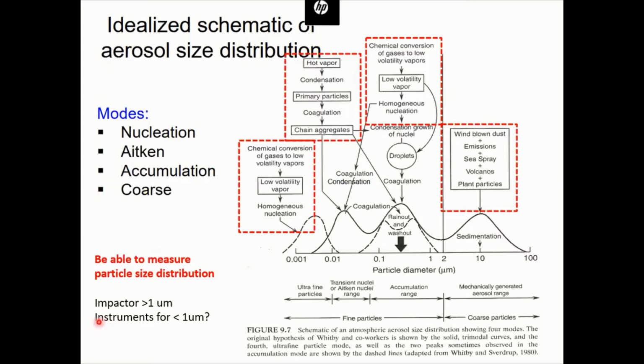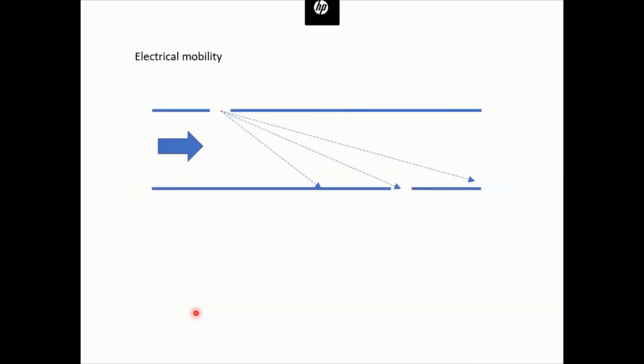So yeah, again, we mentioned that impactors can cover things that are above 1 micron, but what about below 1 micron? So we need instruments to do that, okay? The concept that people use to design these instruments is based on electricity. So it's using something called electrical mobility, okay?